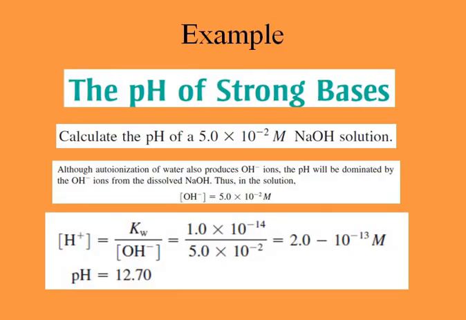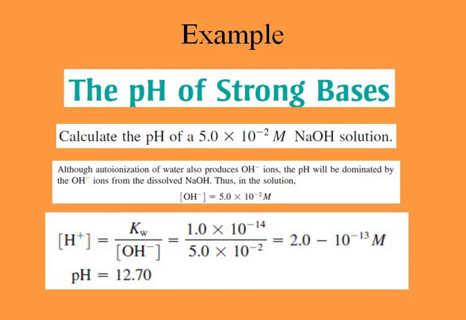So the example here, you have the pH of strong bases. Calculate the pH of 5 times 10 to the power of negative 2 mole per liter NaOH solution. Although autoionization of water also produces hydroxide ion, the pH will be dominated by the hydroxide ions from the dissolved NaOH. Thus, in the solution, we have OH- at 5 times 10 to the power of negative 2.